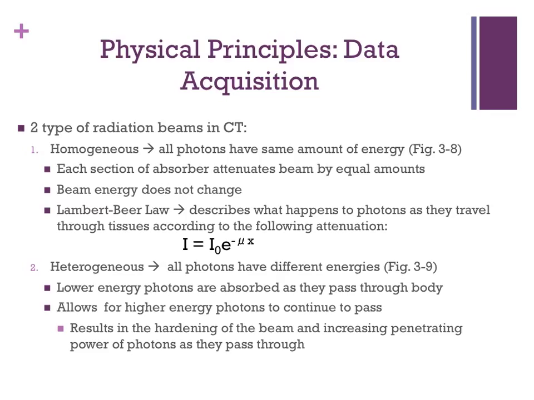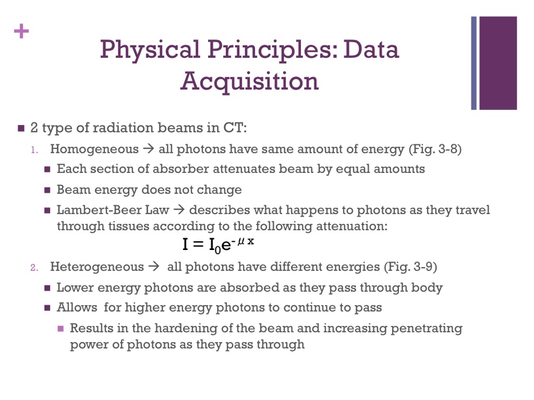There are 2 types of radiation beams, and you should know how each of these are attenuated. There's a homogeneous beam, where all photons have the same amount of energy, and this is laid out in figure 3.8 of your book. Each section of the absorber attenuates the beam by equal amounts, so the quantity of photons is reduced. And in a homogeneous beam, the quality of the beam, or the beam energy, does not change. So in other words, the kiloelectron volts does not change. If the starting beam energy is 100 keV, then the transmitted photons all have an energy of 100 keV.